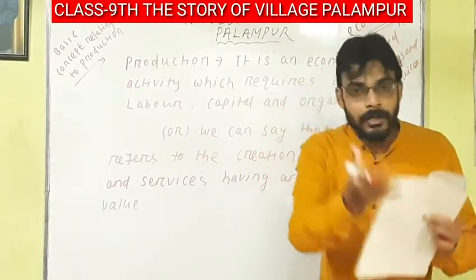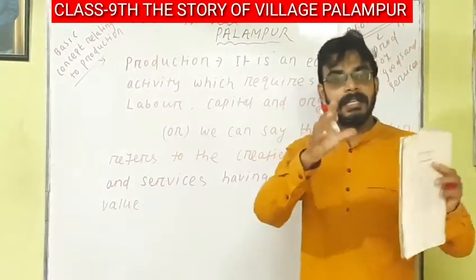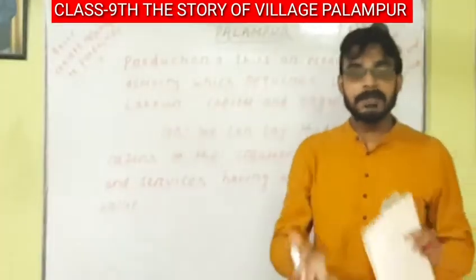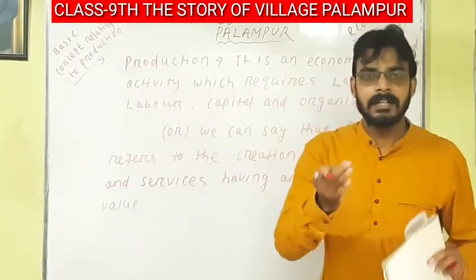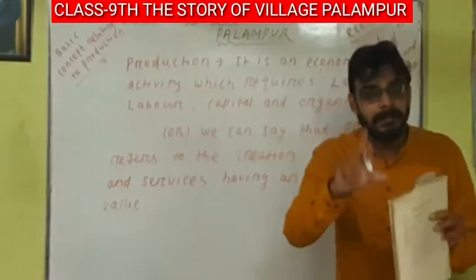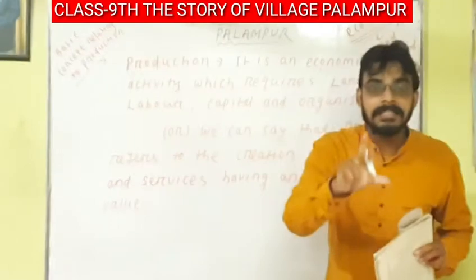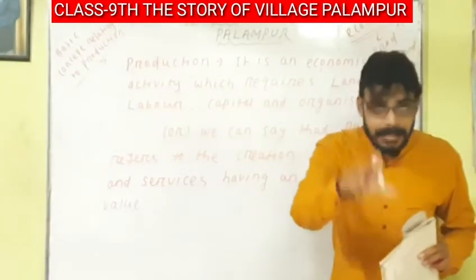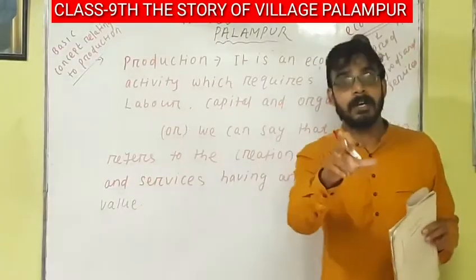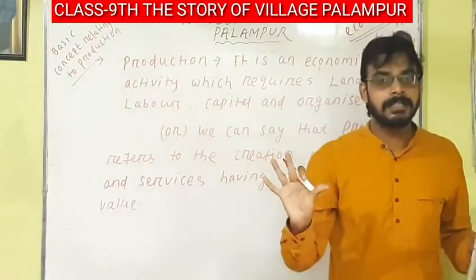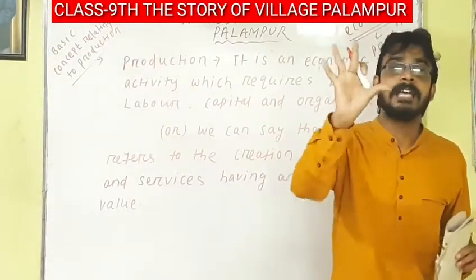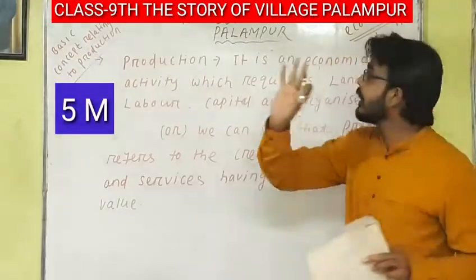Farmers produce something that we can see in physical form, that is the production of goods. Services provided by a lawyer, teacher or doctor are the production of services. This is also an economic activity. Clear? Economic activities are the activities which relate to the production of goods and services. What is production? Production is an economic activity which requires 5 Ms.